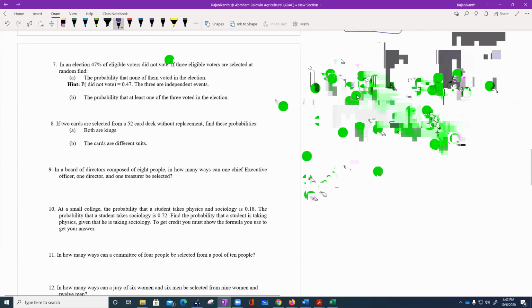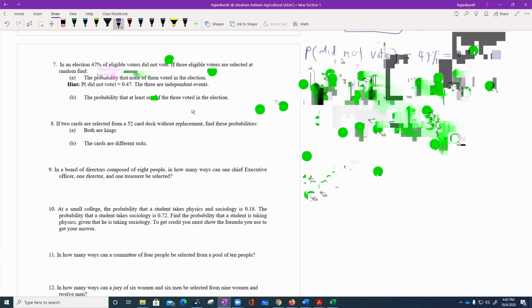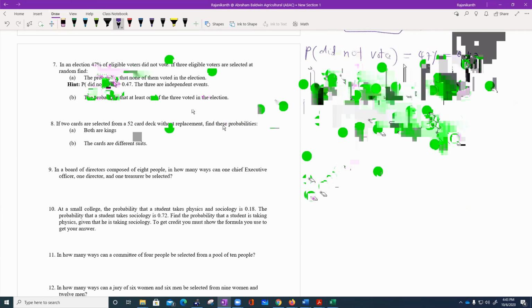Either way. Number 7. In an election, 47% of eligible voters did not vote. So we know that the probability of a person not voting is 47 percent, right? 47 percent means, if you divide by 100, 0.47, right? So we know now the chance of a person not voting is 0.47. Keep in mind that.